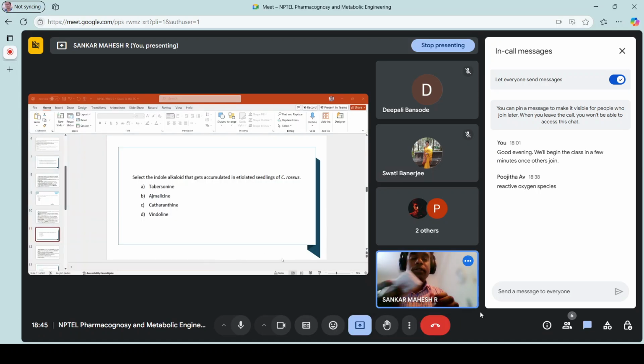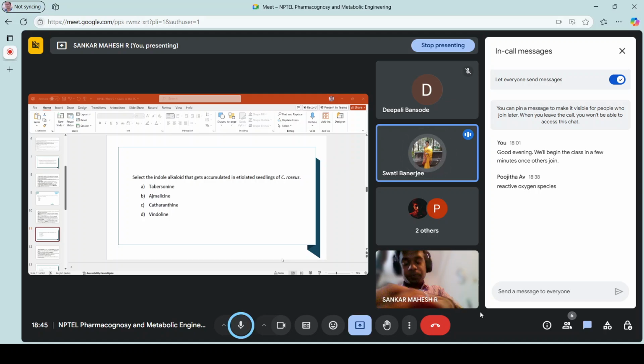Yes, Hati. Alkaloid gets accumulated in the seedling. Sorry, can you repeat? I think the option C, catharanthine. From tryptophan, tryptamine is produced, and then by strictosidine synthase, and then catharanthine is produced. Yeah, but we'll first go through what etiolated seedlings are because that is important for this particular question.